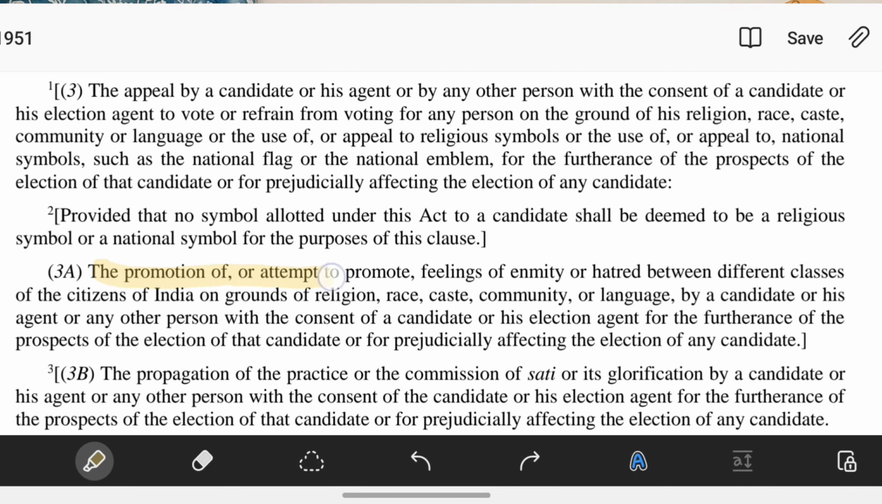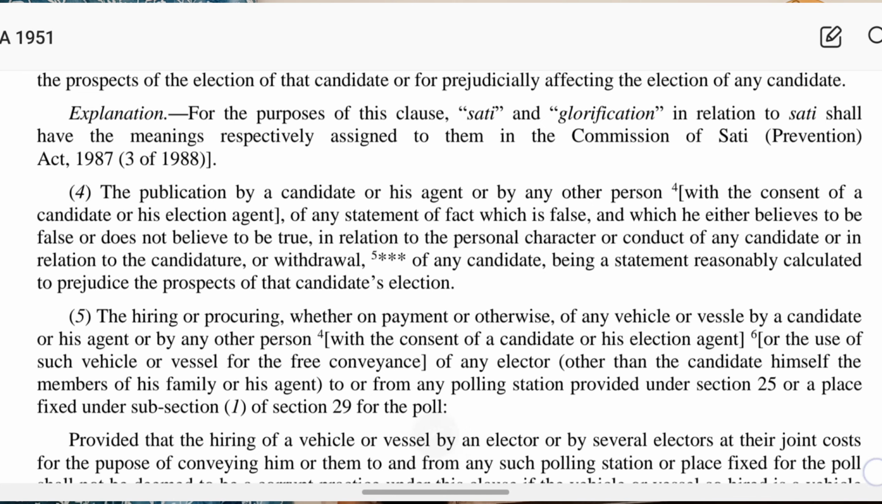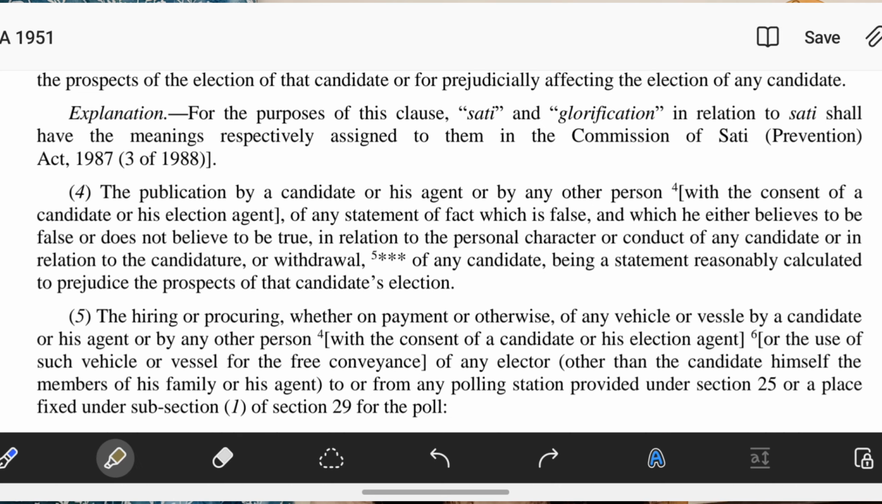First is clause 3A, which basically says that any attempt to promote feelings of enmity or hatred between different classes of citizens of India on grounds of religion, race, caste, community or language by any candidate of any political party falls under corrupt practices under this section. Next, we talk about clause 4 of section 123, which says that any statement of a fact by any candidate of any political party which is false, or which they believe is false, is treated as corrupt practice under this section.